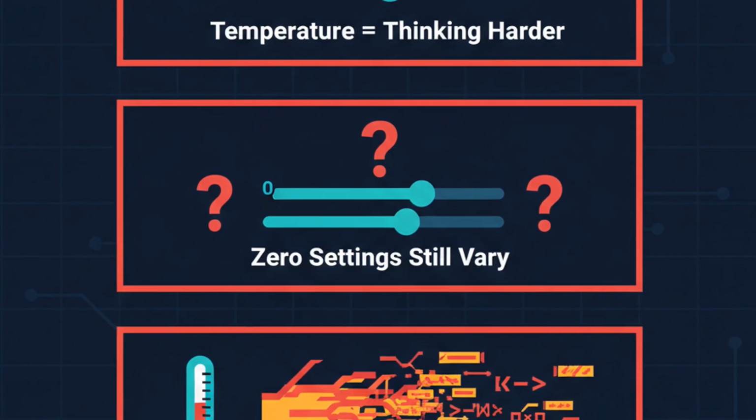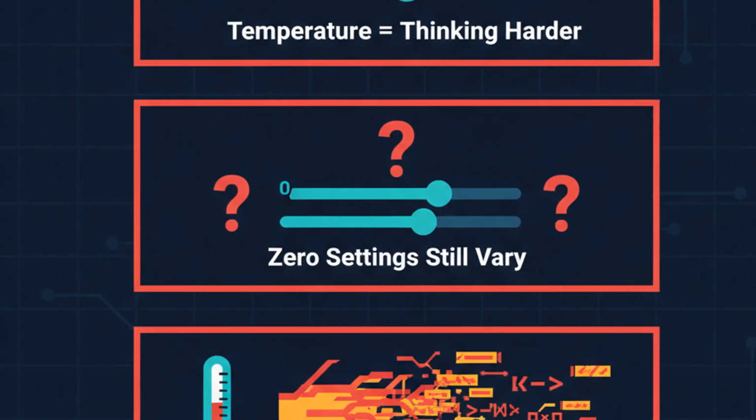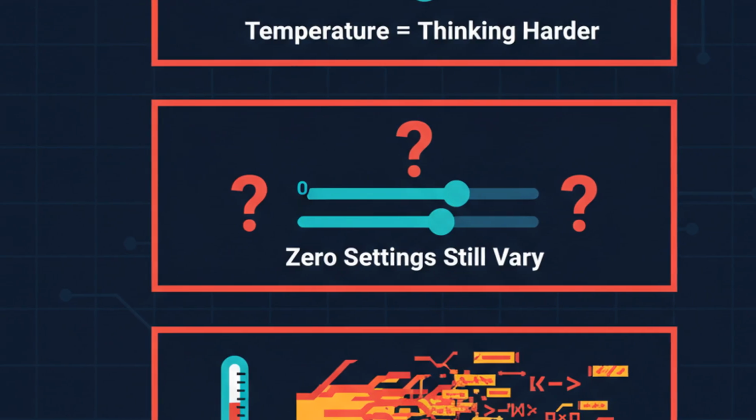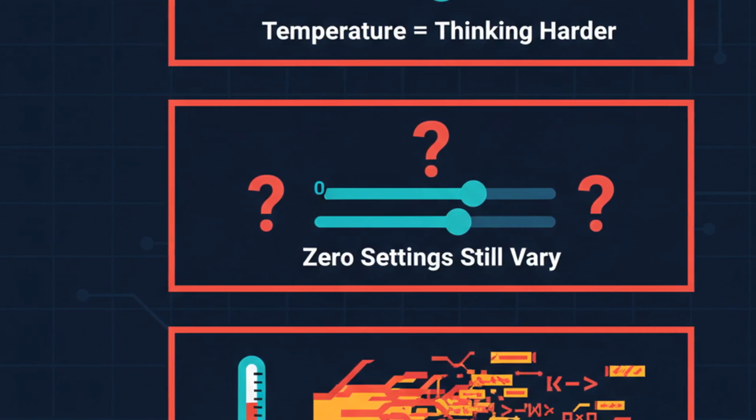Third, cranking temperature sky high for creativity. Past 1.5, you're not getting creativity. You're getting incoherence. The model's training did not prepare it for those probability landscapes.